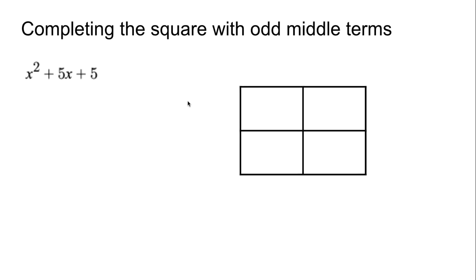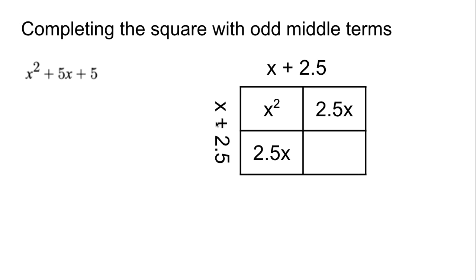Now, if we have an odd middle term, again, it works in the same way. We just get a little complicated because we introduce a decimal in this case. My top left corner, of course, is x squared. And then I take my 5x's and I divide them evenly between the two corners. And you'll notice that you can already figure out what the factors are going to be for this perfect square. It's going to be x plus 2.5 times x plus 2.5. Which means that this bottom corner has to be the product of 2.5 and 2.5, which is 6.25. But I don't have 6.25, I just have 5, right?